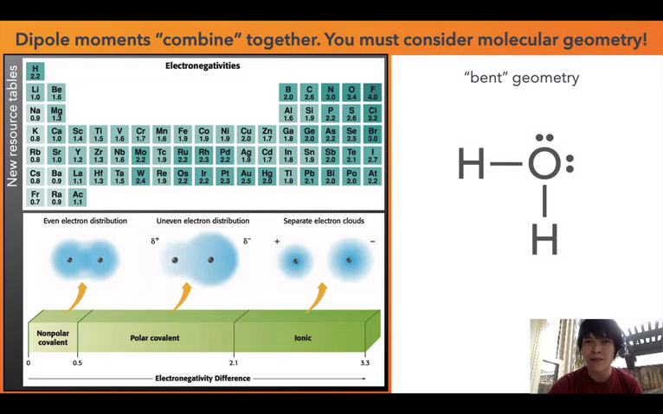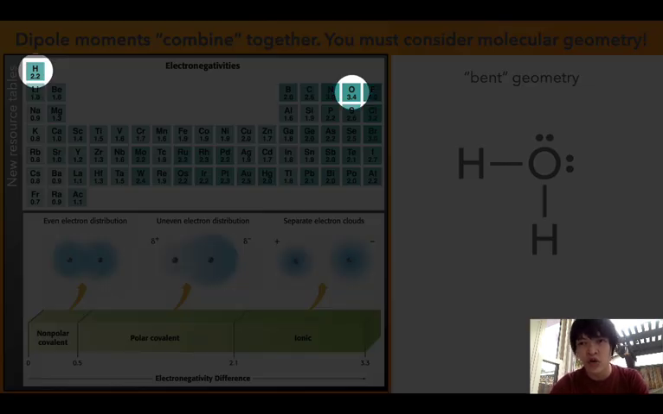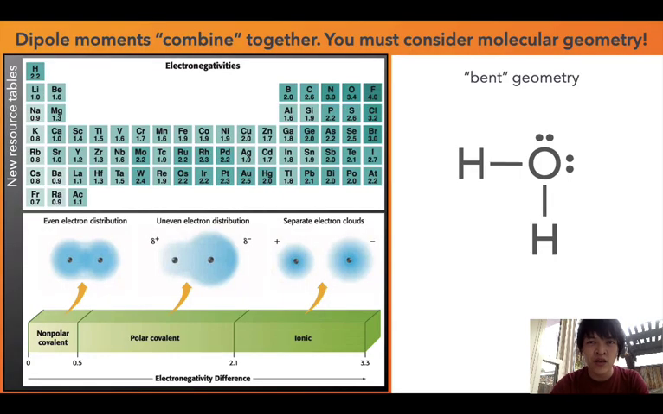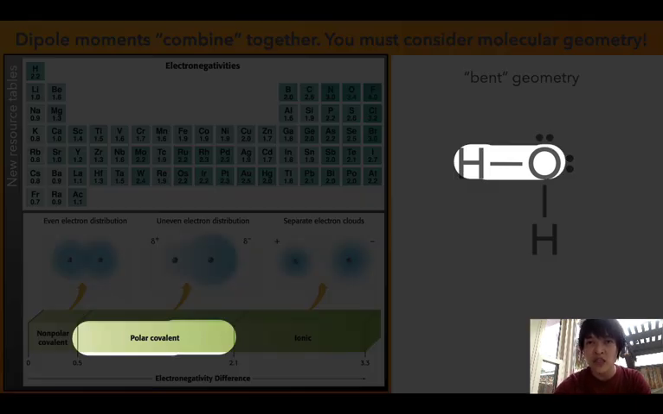Okay, if you have a bigger molecule, dipole moments can actually combine together, so you must consider the molecular geometry. We have water here, which is technically a bent geometry, so I have it drawn this way. What's the electronegativity difference value between oxygen and hydrogen here? You need to find the values on the electronegativity table, which is 3.4 and 2.2. The difference between those electronegativity values is 1.2. This means that the bond here is polar covalent.